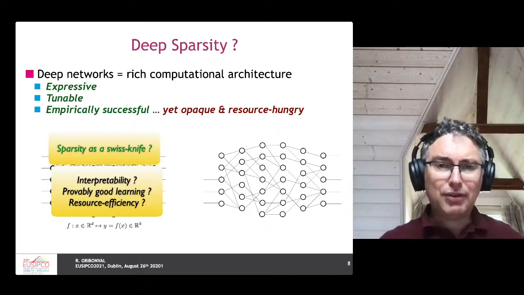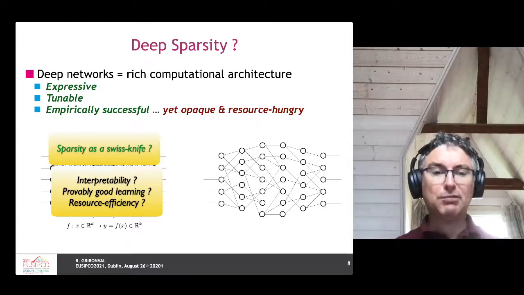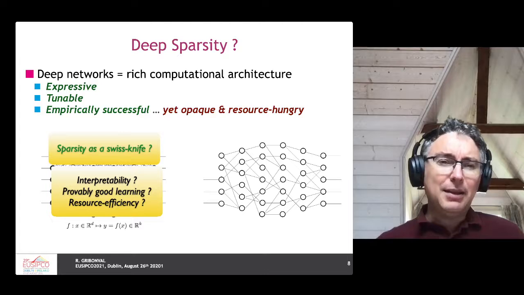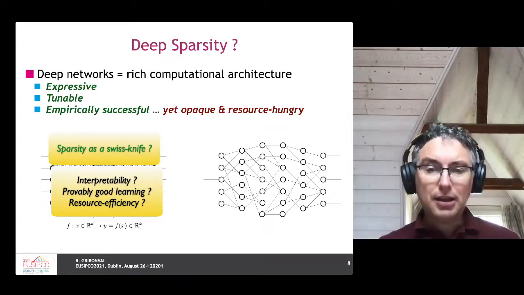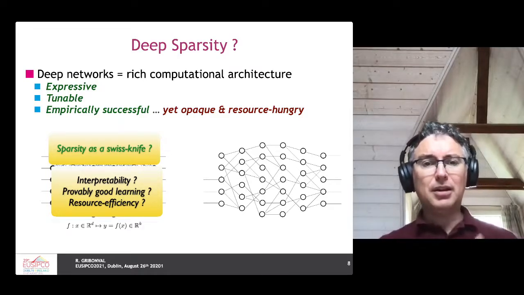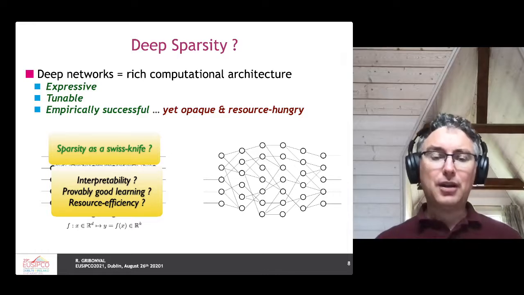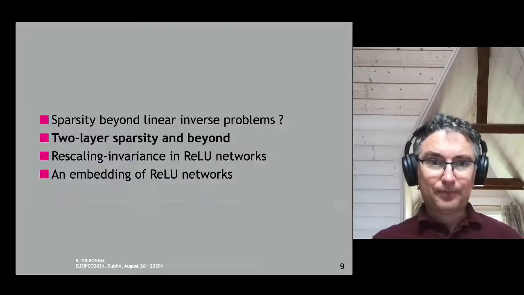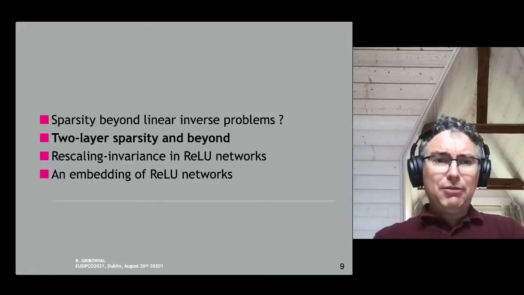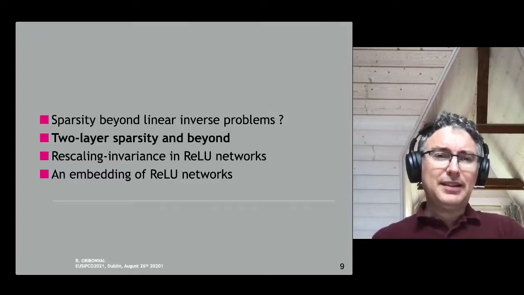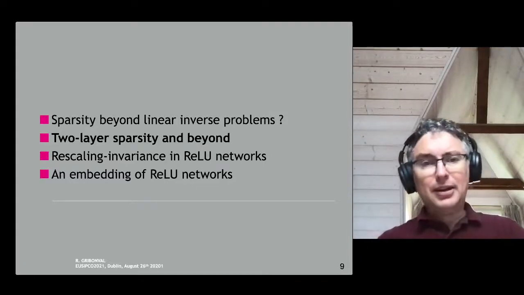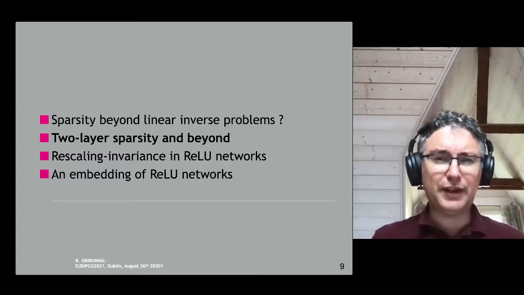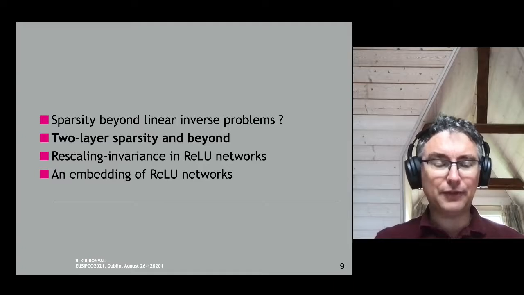And if we were able to really bring all the knowledge we have about sparsity for inverse problems into this type of setting, we may hope to gain interpretability, the ability to have algorithms with performance guarantees, and that achieve also resource efficiency. So that's the motivation for the different explorations that we will go through together during this lecture. To begin with, we'll have a look at sparsity at the two-layer level in a linear case. And towards the end of the talk, we'll dig further into the notion of rescaling invariance in true networks with the ReLU activation function.